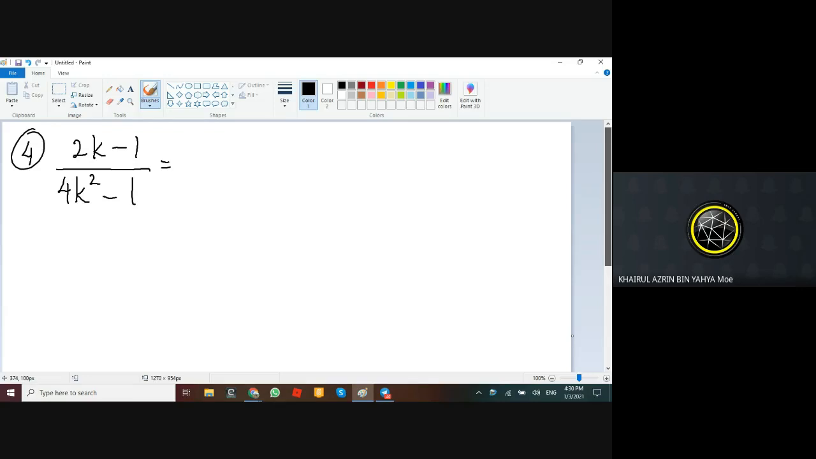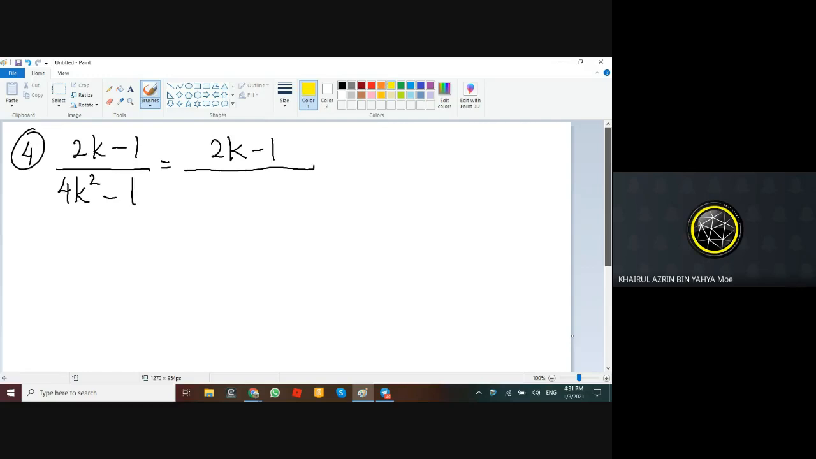Linear, why linear? Because this k has no power of 2 or power of 3, nothing. Actually, there is a power of 1. This one we call linear. So for a linear expression, no need to do anything. We just write back 2k minus 1. Okay. However, 4k square minus 1, this one we can factorize.